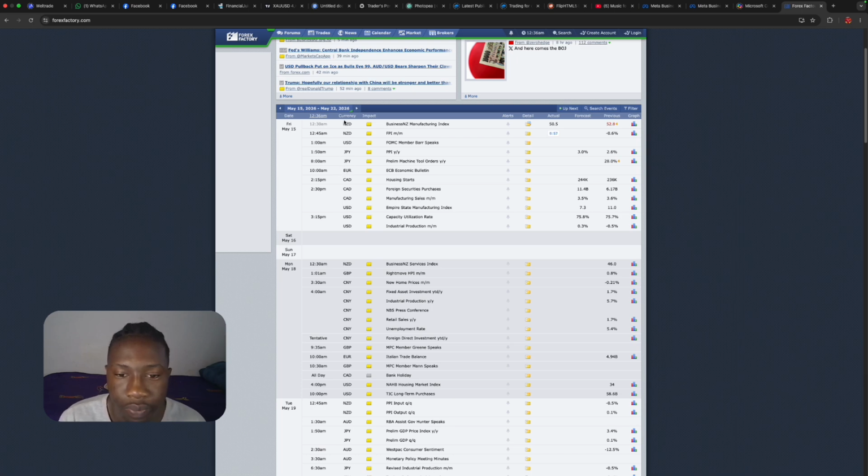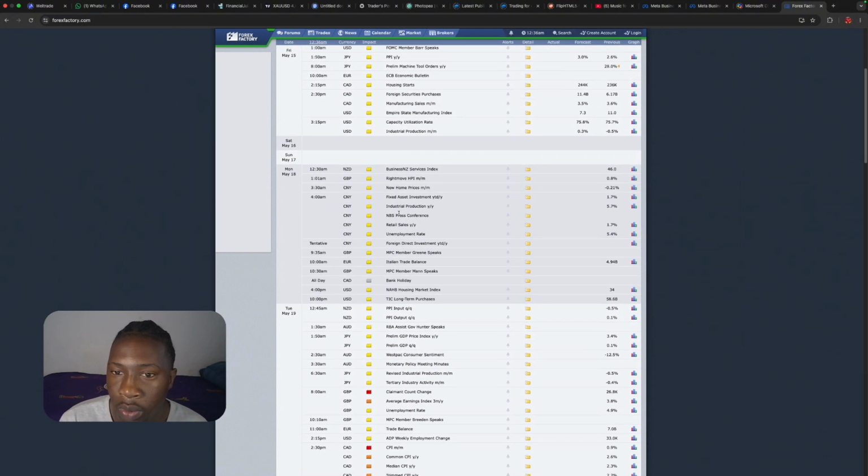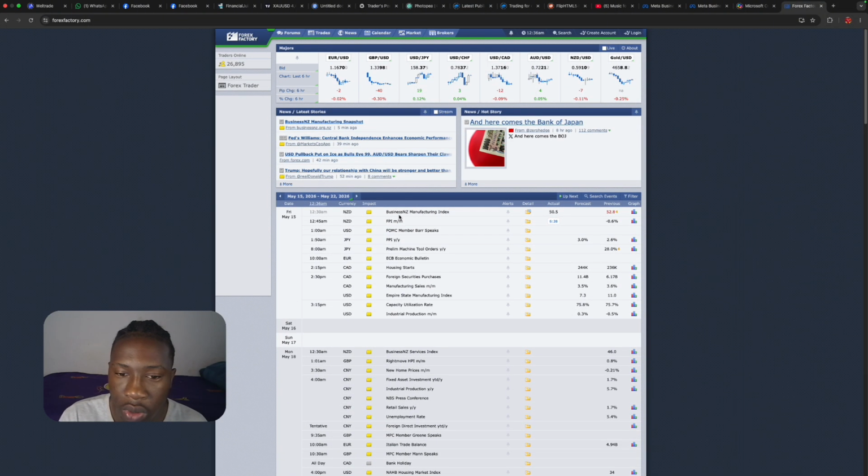So these are the pairs that are going to be affected today, but we will see what is going to happen. But this is not bad for today. So it is a good sign that today the markets are going to move in a good way, or in a way that is going to be nice.